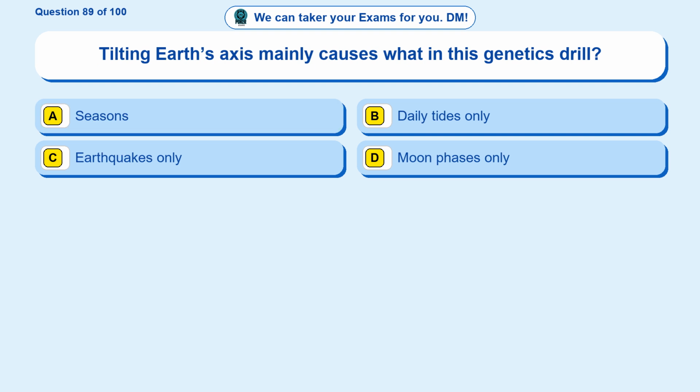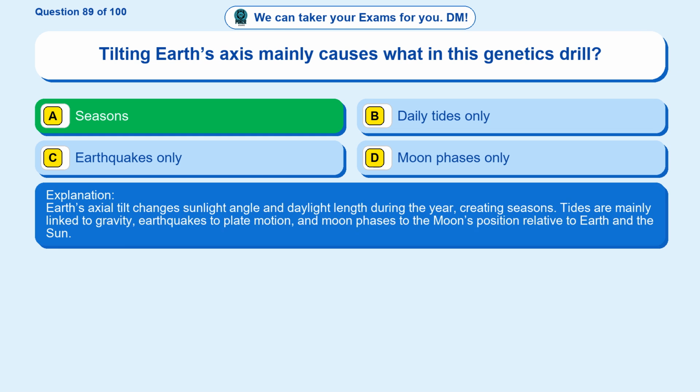Question 89. Tilting Earth's axis mainly causes what in this genetics drill? Option A, seasons. Option B, daily tides only. Option C, earthquakes only. Option D, moon phases only. The correct answer is option A. Seasons. Earth's axial tilt changes sunlight angle and daylight length during the year, creating seasons. Tides are mainly linked to gravity, earthquakes to plate motion, and moon phases to the moon's position relative to Earth and the Sun.